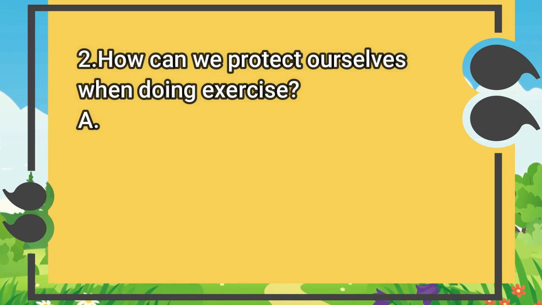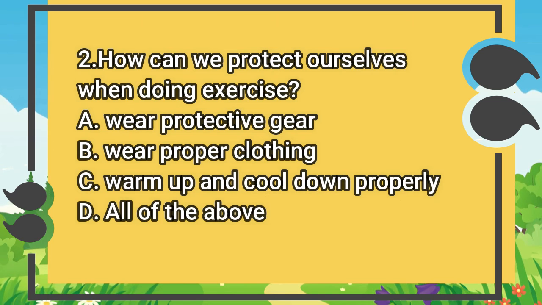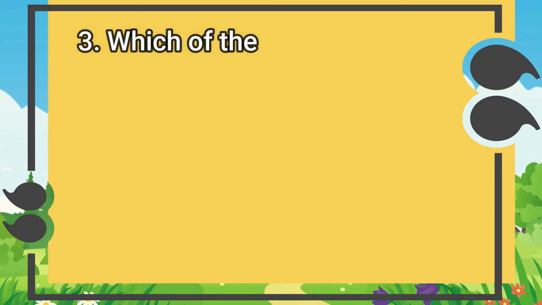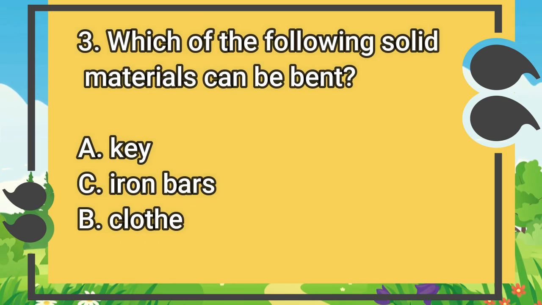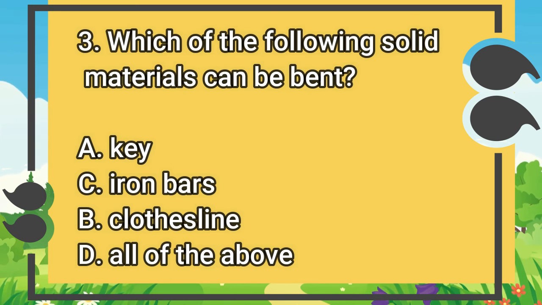Now let's proceed to number 2. How can we protect ourselves when doing exercise? A. Wear protective gear. B. Wear proper clothing. C. Warm up and cool down properly. And letter D. All of the above. Number 3. Which of the following solid materials can be bent? A. Key. B. Clothesline. C. Iron bars. And D. All of the above.